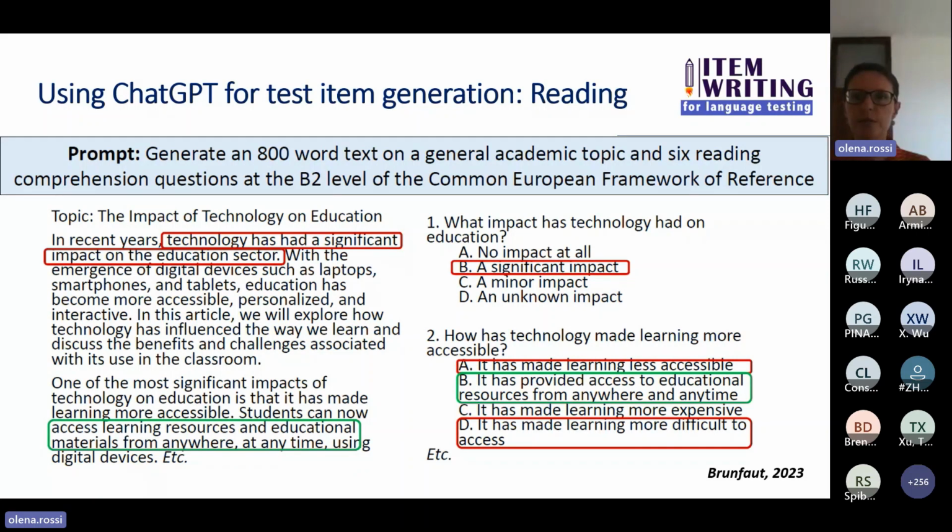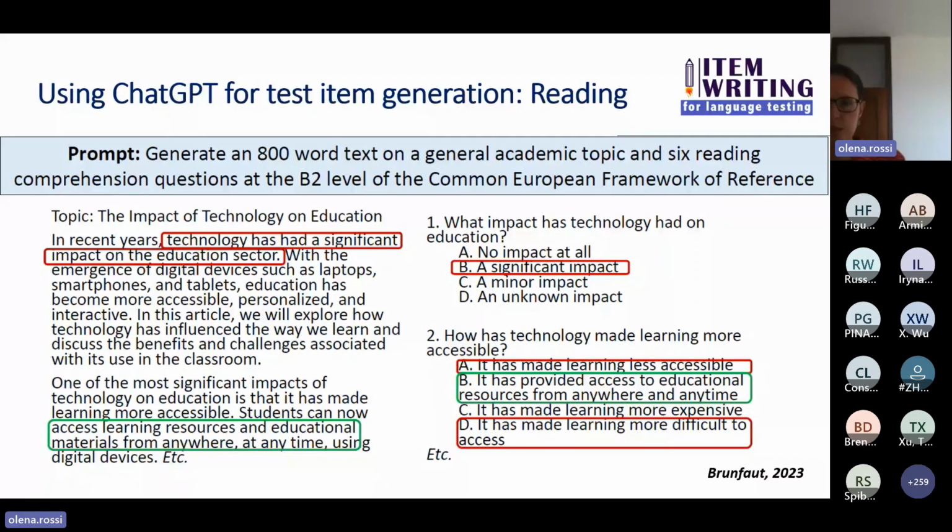As you can see from Professor Bronfort's highlights, both item 1 and item 2 can be answered through lexical matching. In item 1, it's "significant impact," and then in the first paragraph, we have "technology has had a significant impact on the education sector." In item 2, we have "it has provided access to educational resources from anywhere and anytime." And then in paragraph 2, we see "access learning resources and educational materials from anywhere at any time."